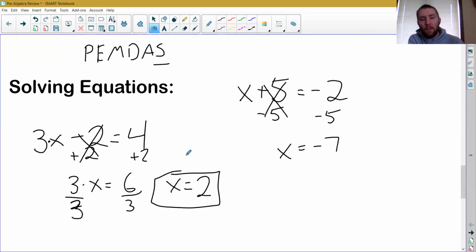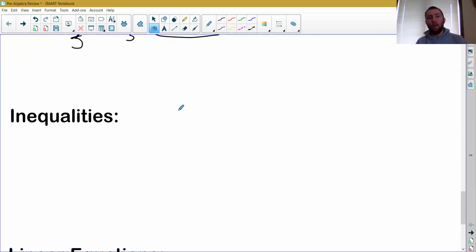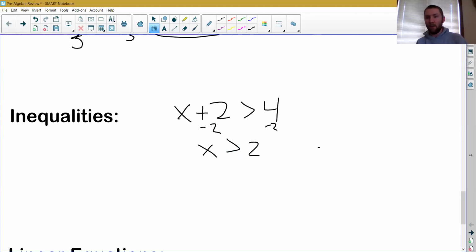Okay, so we solved one and two-step equations, and then we also looked briefly at inequalities. Inequalities were, we have like x plus 2 is greater than 4, and we can solve that and get x all by itself. In this case as well, we just have a greater than symbol instead of an equal to symbol. And then we talked about graphing these on a number line, right?